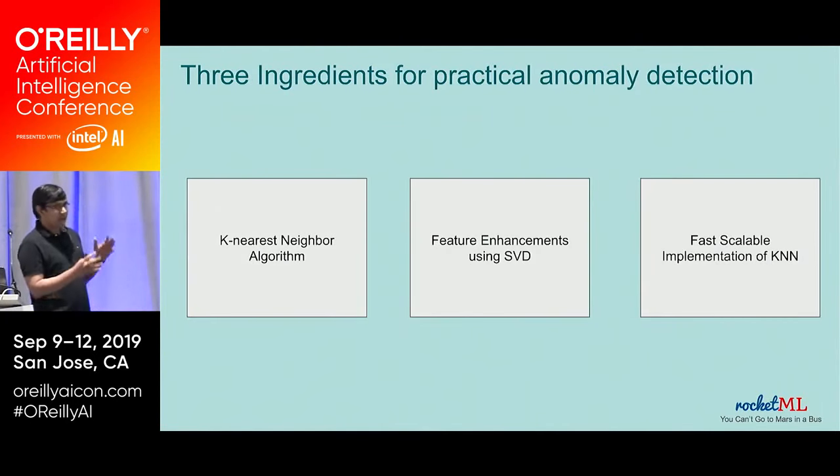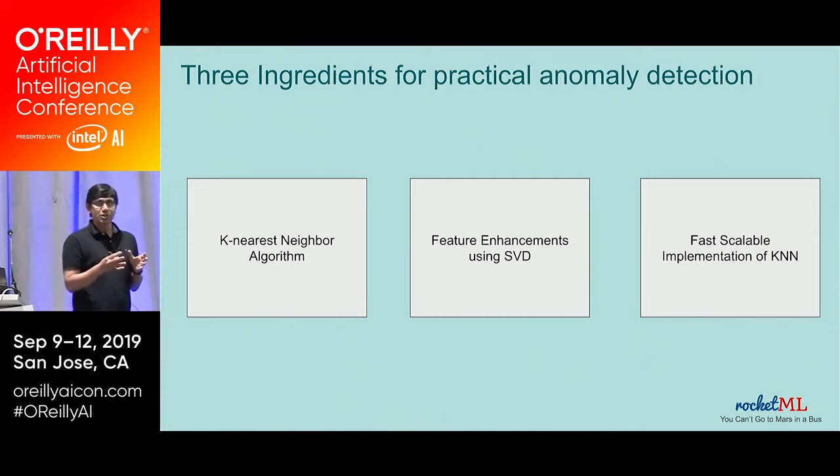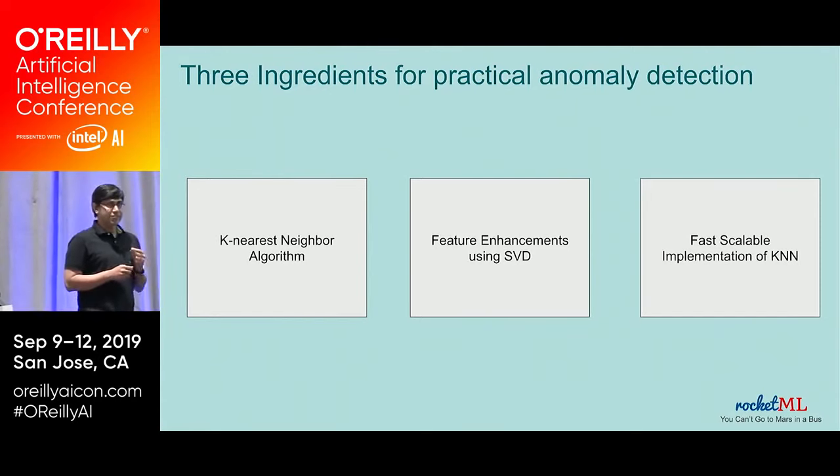So going back to practical anomaly detection, you need 3 components. One is a good algorithm that is interpretable and robust, that is k-nearest neighbors. You need to do feature enhancements, either using SVD or ensembles or encoders or pre-trained models. And last but not least, you need really fast, scalable implementations so that you can do iterations and get your models to production.